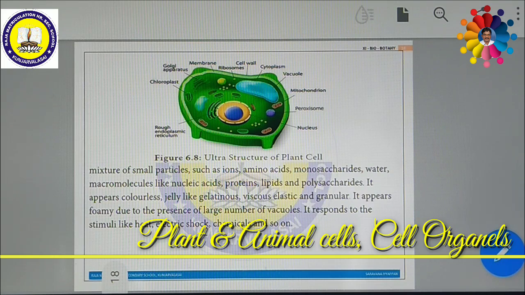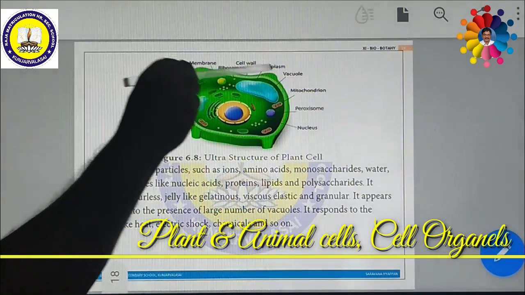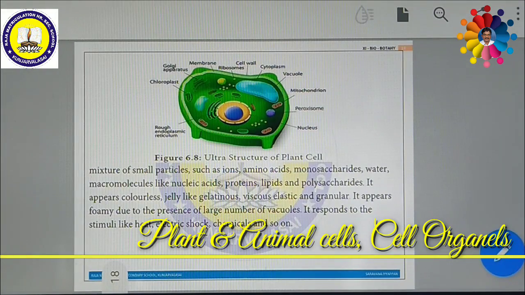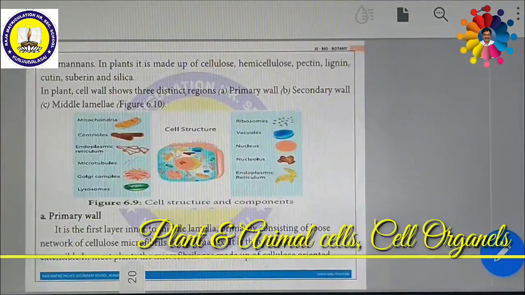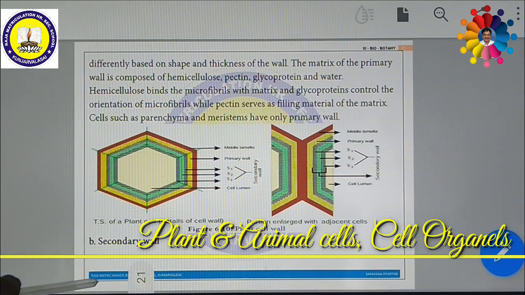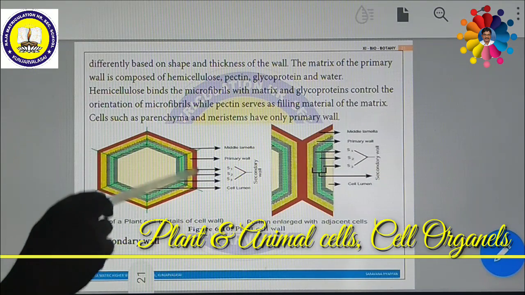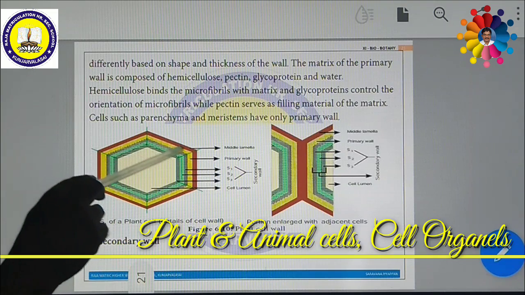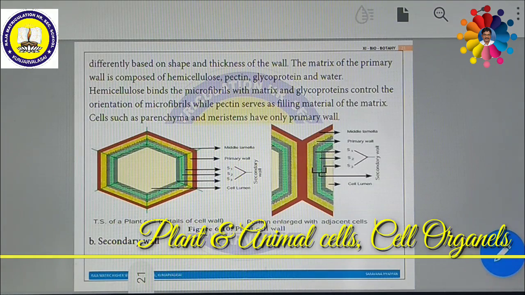The cell wall has three different layers. They are called the primary wall, secondary wall and middle lamellae. We can see the primary wall, secondary wall and middle lamellae with the help of an electron microscope. So what is the primary wall? Look at the picture, I shall show you. This is the cell wall, this is the middle lamellae. Inside the middle lamellae, a wall is formed. This wall is called the primary wall.